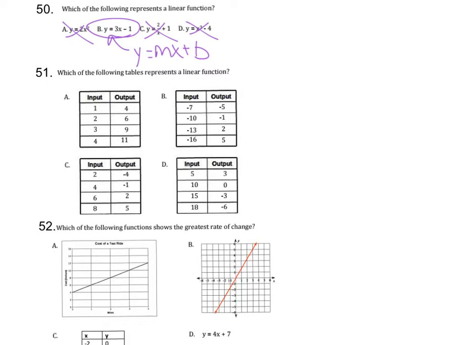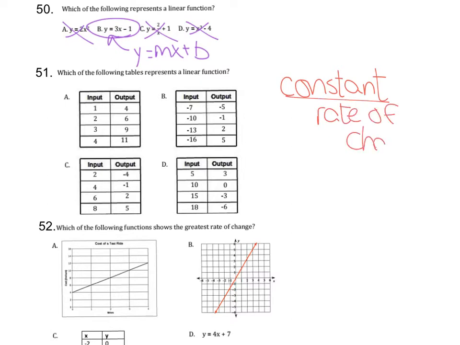Now, what about a table? In the table, how do we tell if a table represents a linear function? One thing you could do is graph them. You could plot these points and see if they made a line or not. That's one option. The other thing to do is to check the slope. We want to know which ones have a constant rate of change, because if the rate of change is constant, then it's a line. So let's look at the slope from the table.